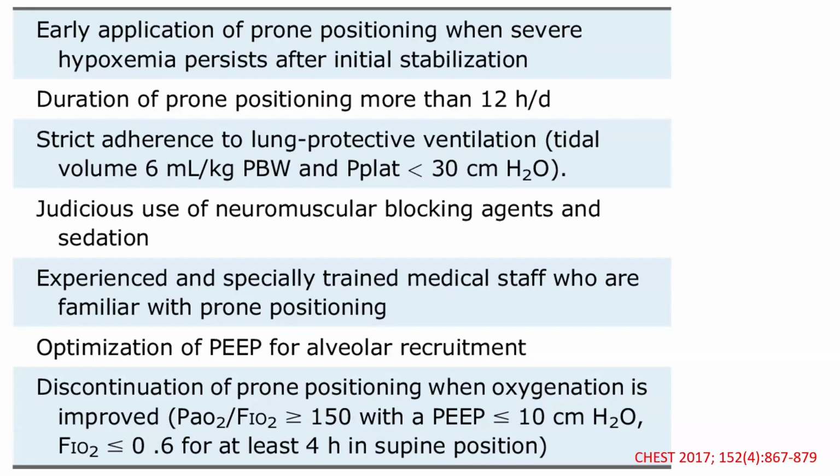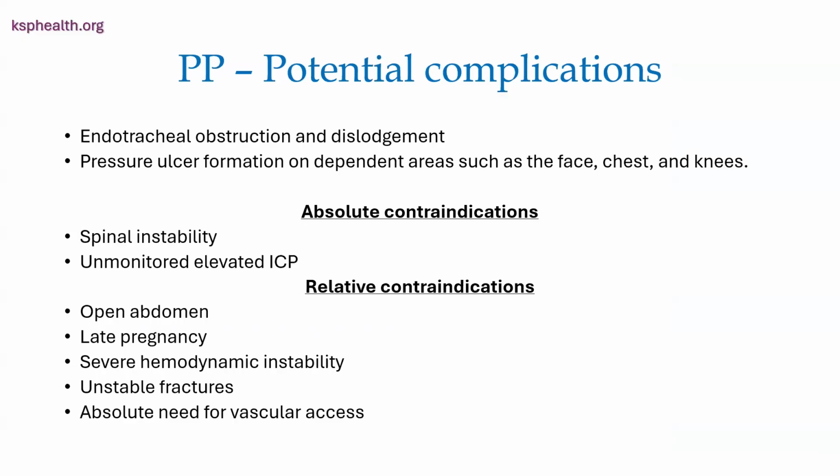There is a block, what is it called? Endotracheal tube blocker, that helps to stabilize the endotracheal tube. With that blocker, you can use the prone position much more safely than just taping. Taping can fail because when you prone them, they tend to salivate, causing maceration around the tape that loosens the endotracheal tube, and thus it dislodges. So potential complications: endotracheal obstruction and dislodgement, pressure ulcers in the dependent areas such as face, chest, and knees. So nursing care is very, very important.